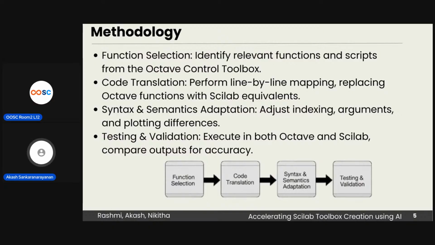Next comes the code translation. This involves line by line mapping, replacing Octave functions with their Scilab equivalents. Then we handle syntax and semantic adaptation. This step ensures differences in indexing, function arguments, and plotting behaviors are correctly addressed. Finally, we move to testing and validation. Here, we execute the code in both Octave and Scilab and carefully compare the outputs to ensure that the translation is accurate.